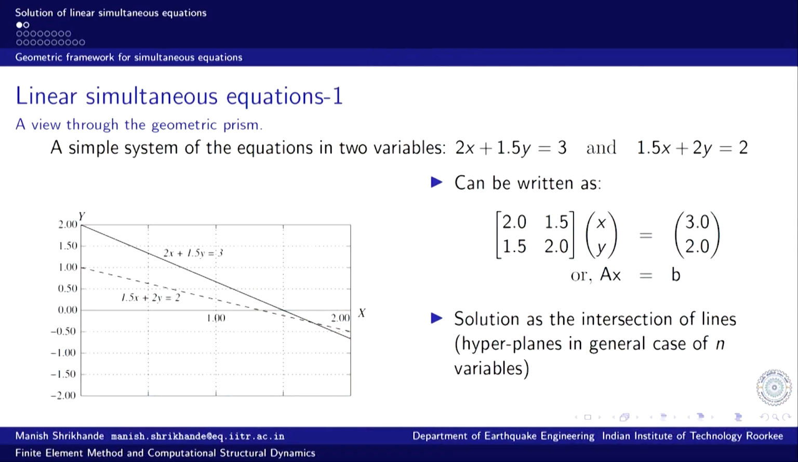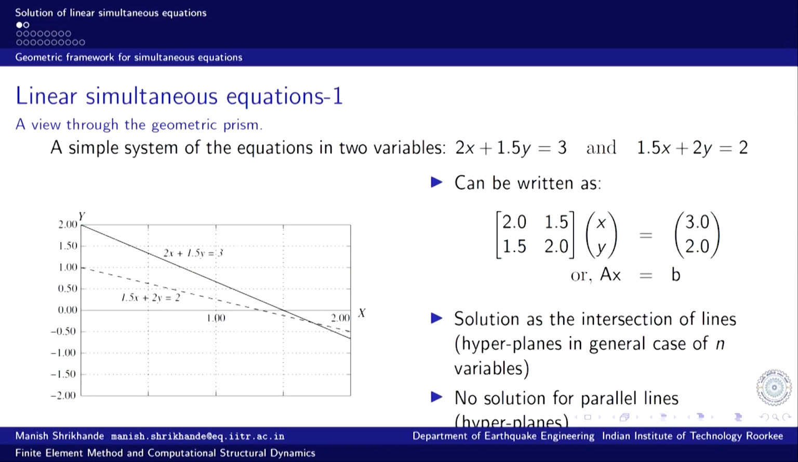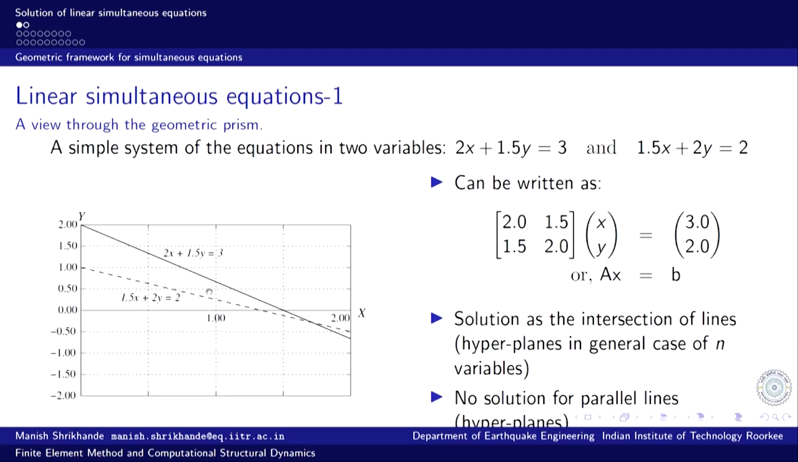So, solution as the intersection of lines or hyperplanes in the general case of n number of variables. And if those are parallel, then of course, there is no intersection and there is no unique solution that exists. So, for a 2 variables problem, that would be represented as these 2 lines being parallel to each other. If these 2 lines are parallel, then obviously they do not meet, they do not intersect, and there will not be any solution.